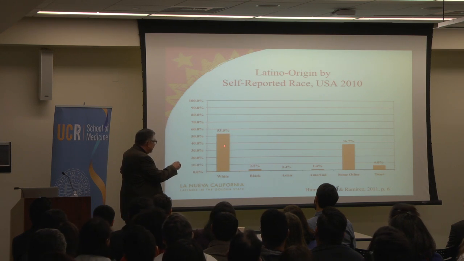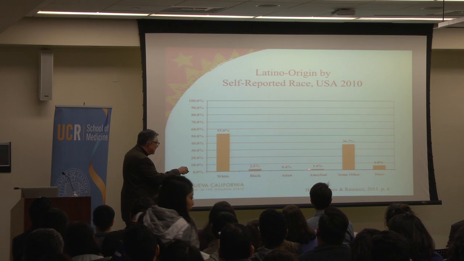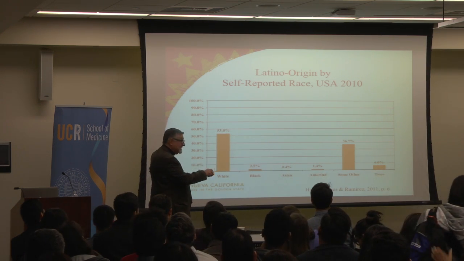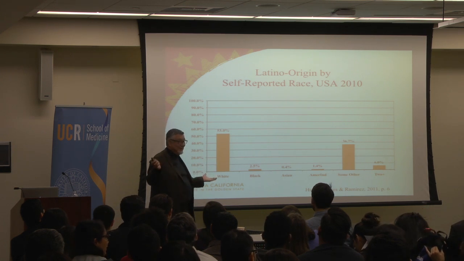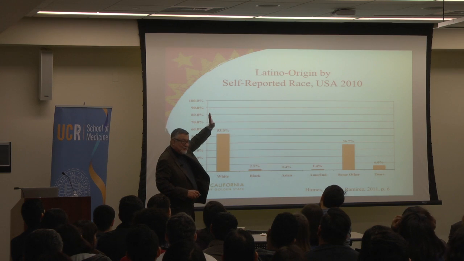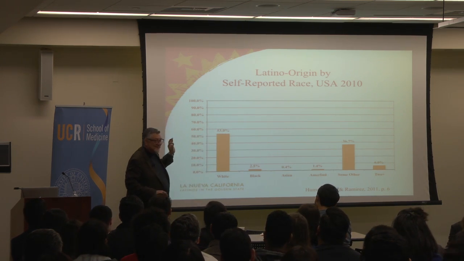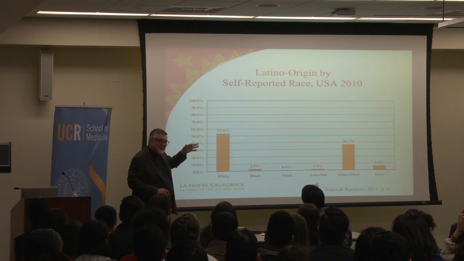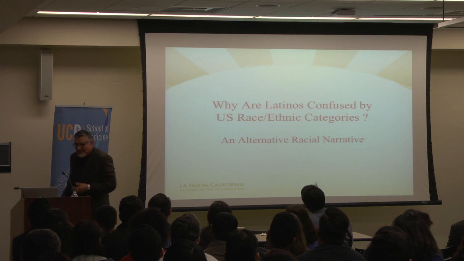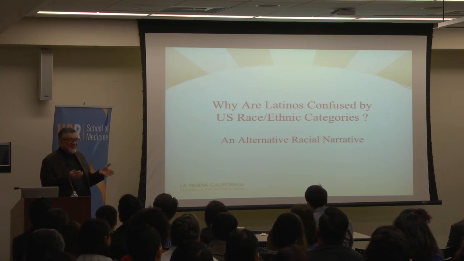53% said they were white. 2.5% said they're black. 0.5% said they're Asian. 1.5% said they're American Indian. 37% said, I must be some other. And 6% said, well, clearly, mestizo or two or more races. Okay, and race drives things, right? What is race?